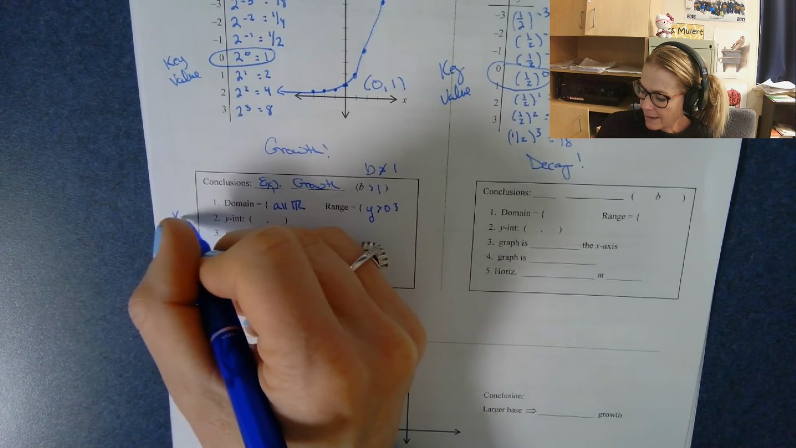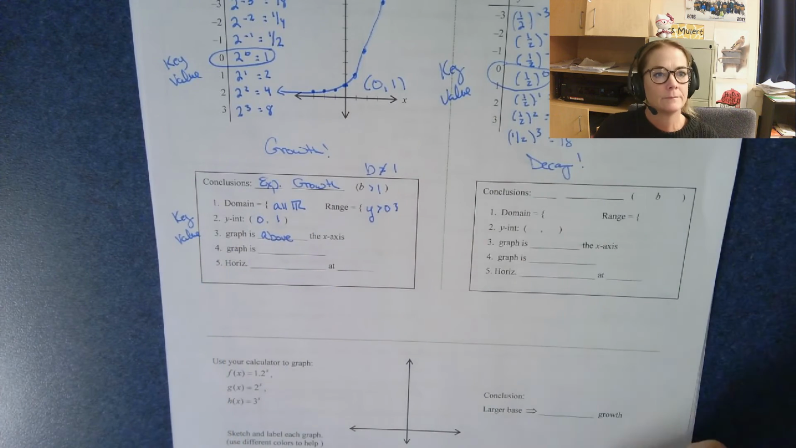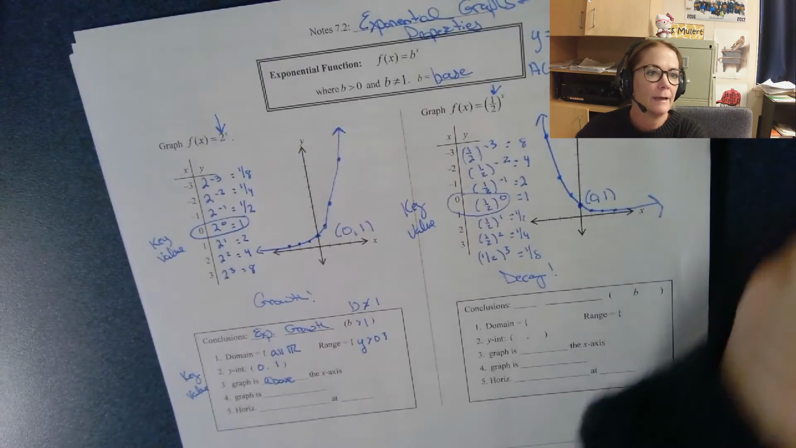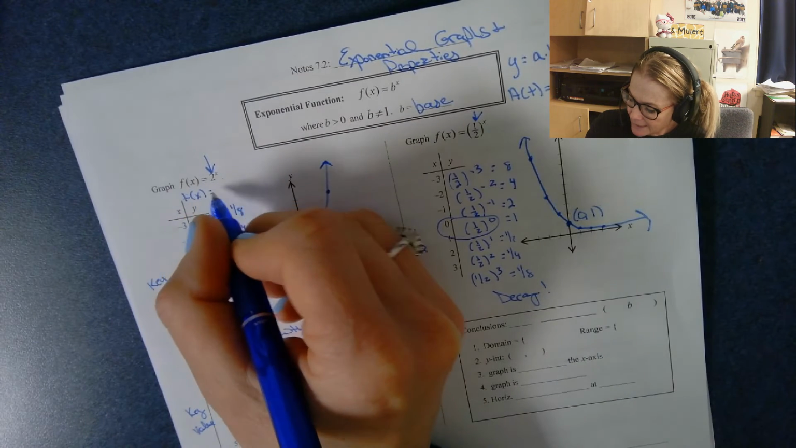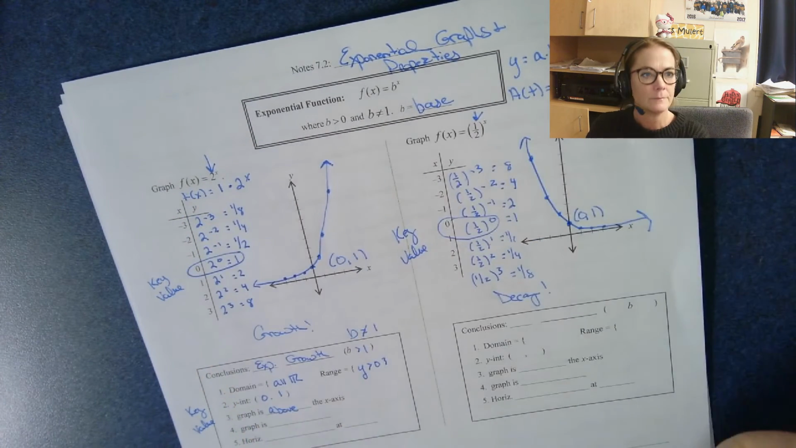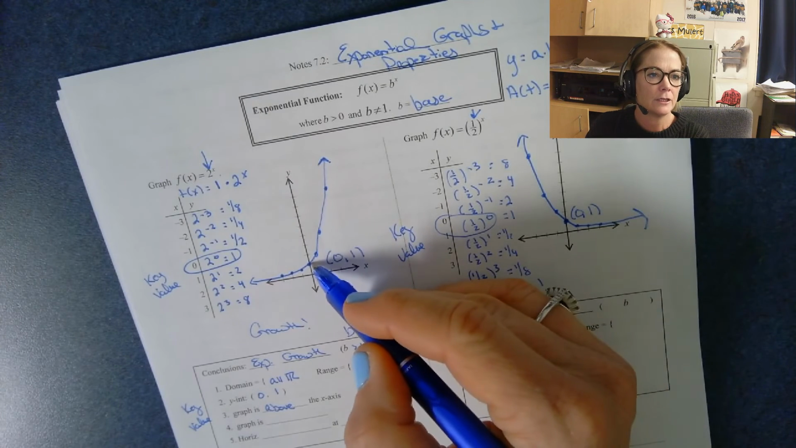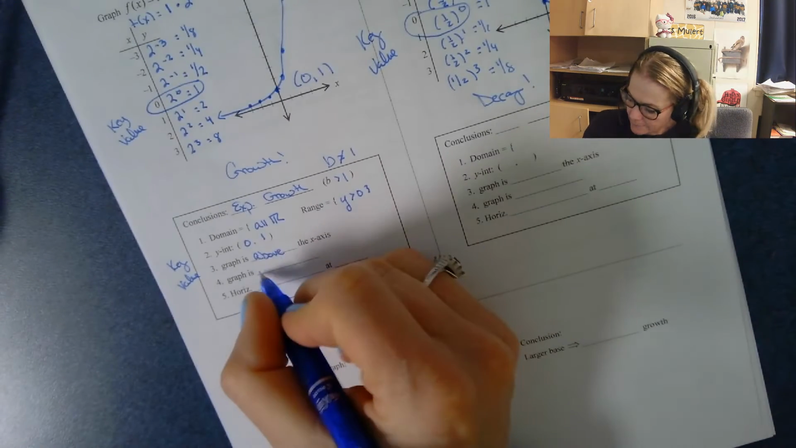The key value here is that (0, 1). That is the key value. So if you look at here, that's your initial amount. So right here, this is really f(x) equals the initial amount times 2 to the x. That's your a value, that initial amount. When x is 0, at zero time, there's your initial amount. All right, the graph is increasing.